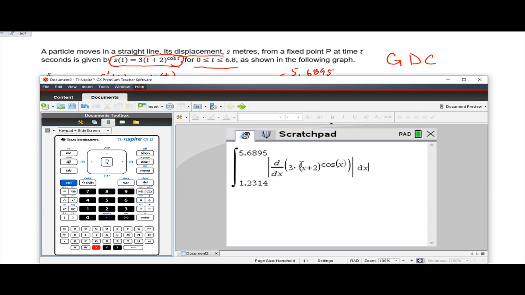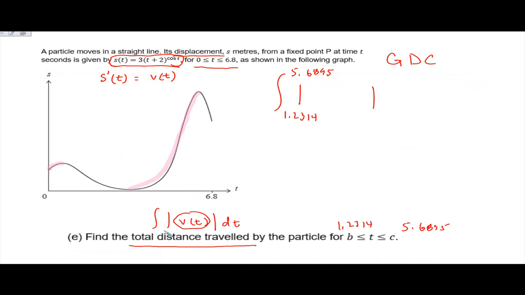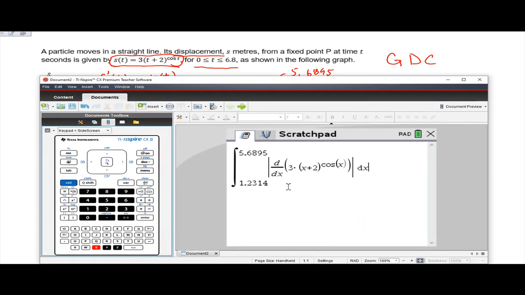Notice inside here, you have to put d over dx, because this means the derivative of displacement, which is velocity. Inside here must be velocity because our formula for total distance traveled is the absolute value of velocity. If you don't put the d over dx here, your answer is going to be wrong because you're just integrating displacement.